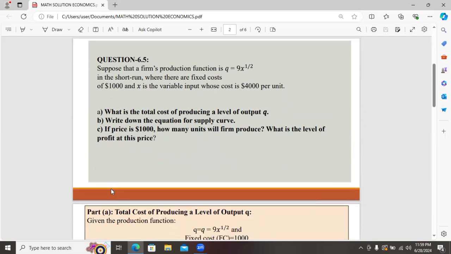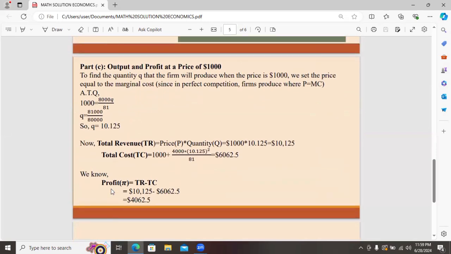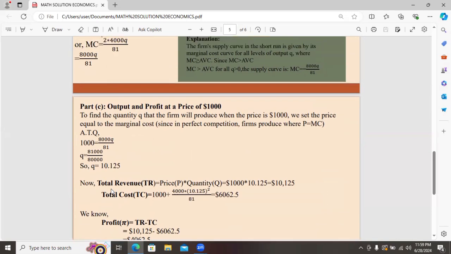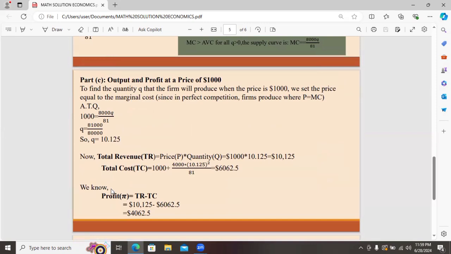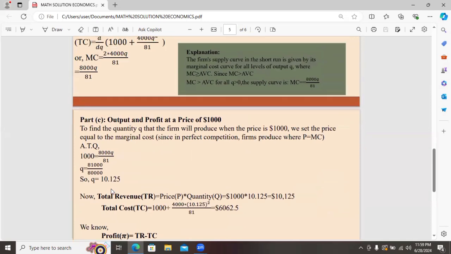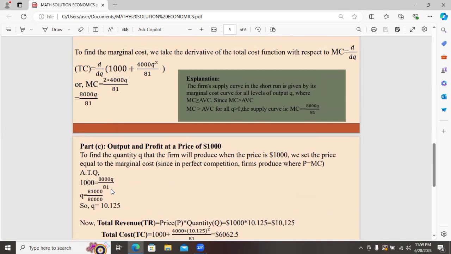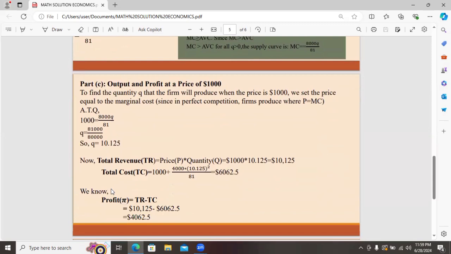The question says nothing about the market or competition, but in the case of firms producing quantities, it has to be perfect competition; whenever firms produce, it means they're in perfect competition. So, according to the question, 1000 = 8000Q/81. That means P equals marginal cost, which is the ultimate condition for finding this.